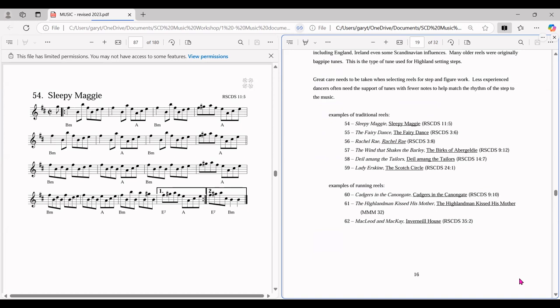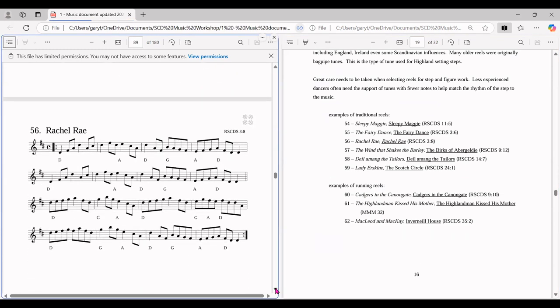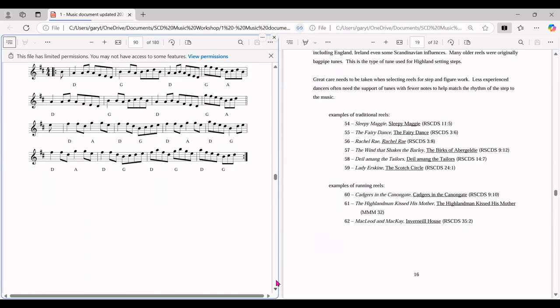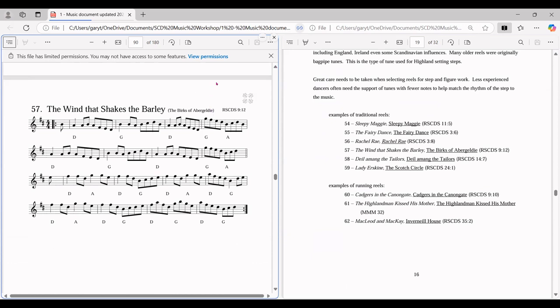How can you sit in a chair with that music playing? Just love that. And again, we have a category just similar to Strathspey traditionals, that there are so many different types within it. Another very popular and well known one is number 57, The Wind That Shakes the Barley, great old tune.